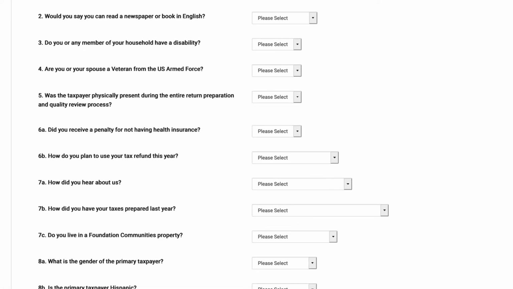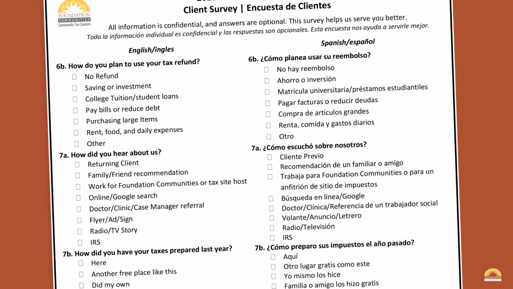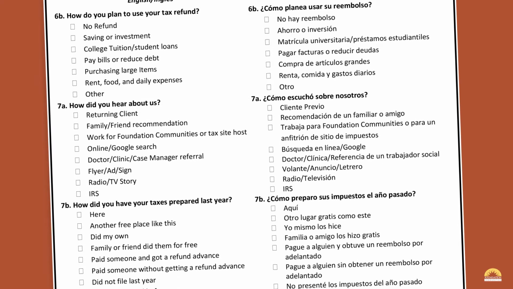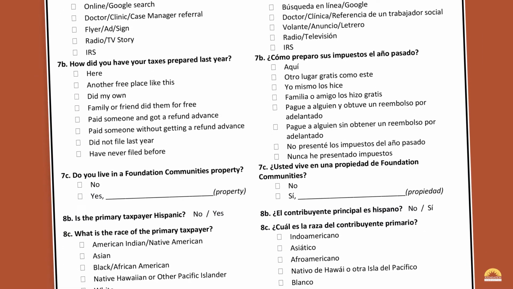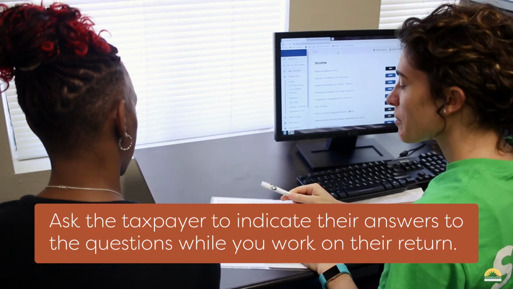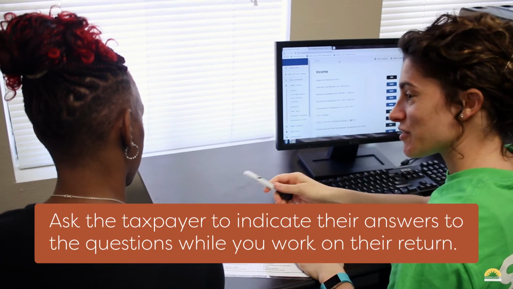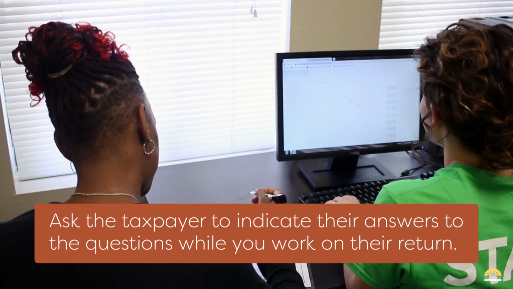On the back side of the laminated sheet, you'll see a list of demographic questions. These are questions the preparer will need to directly ask the taxpayer, and we've included these questions in writing, in English and in Spanish, as an available tool. Feel free to ask the taxpayer to indicate their answer to these questions with the erasable marker while you're entering other information in the software. Once you've entered these answers to the questions in the software, you can erase the entries on the laminated sheet.